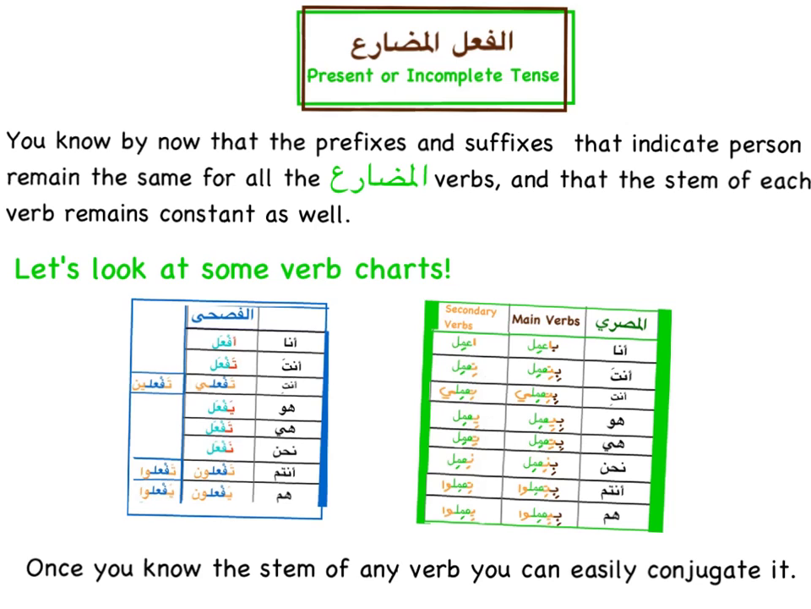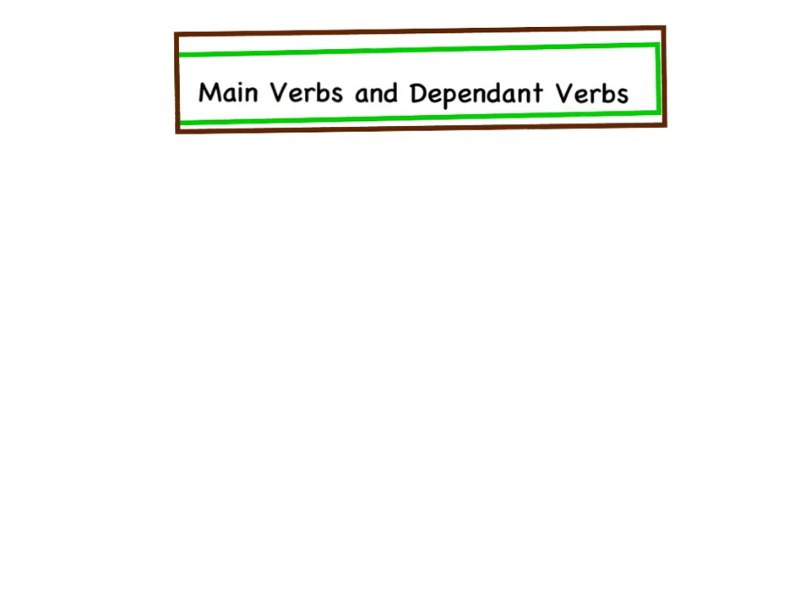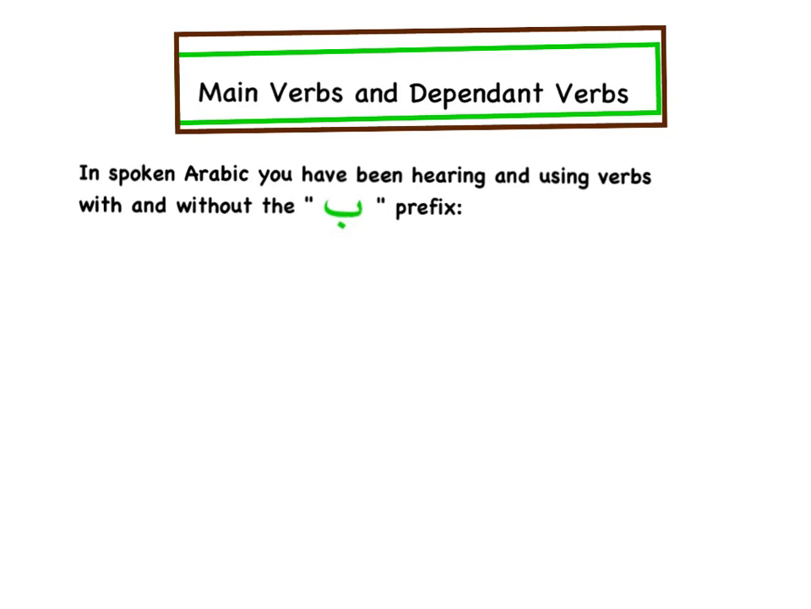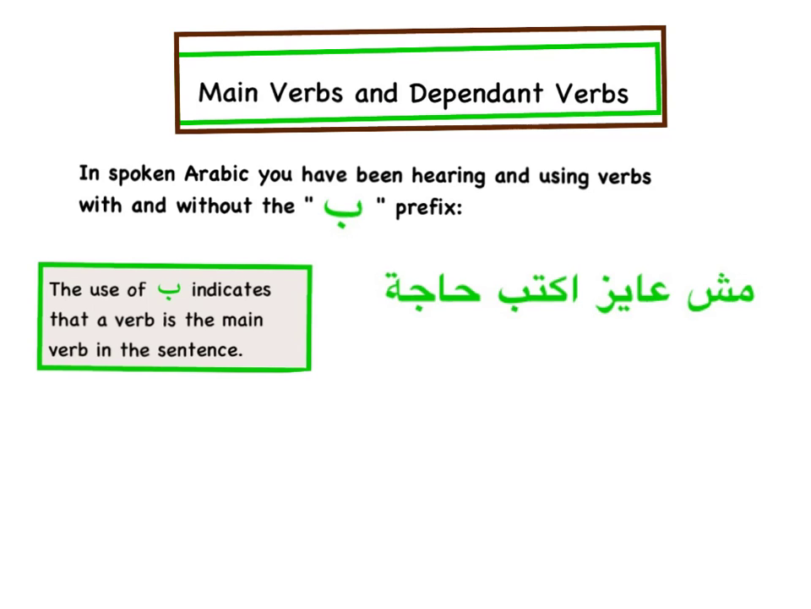Now the good news is, once you know the stem of any verb, you can easily conjugate it. Trust me, this will be the best thing ever for you. So we talked about main verbs and dependent verbs in Egyptian colloquial. Let's take a closer look. So as we know in spoken Arabic, we use verbs with and without be prefix. And as you know, the use of be indicates that the verb is the main verb in the sentence, like مش عايز أكتب حاجة and بحب أكل حلويات.